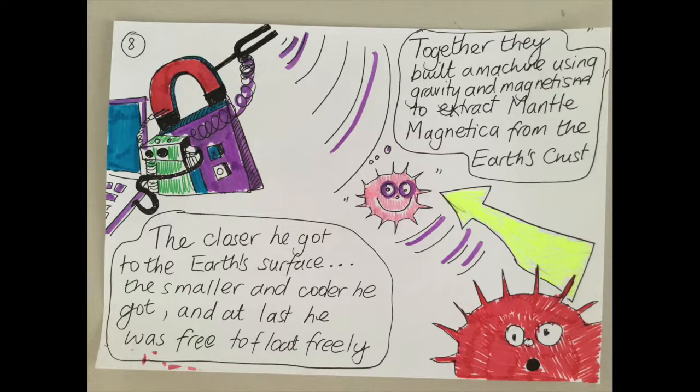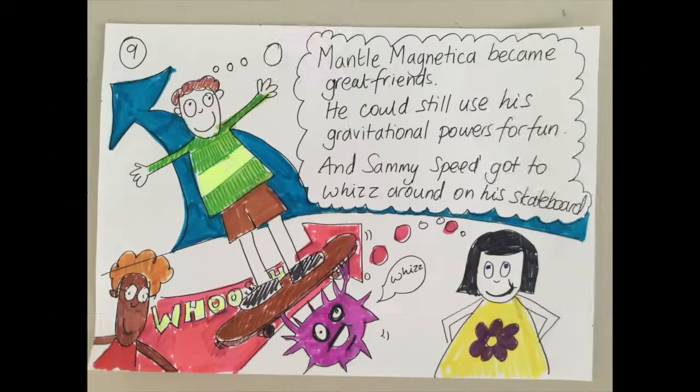The closer he got to the Earth's surface, the smaller and cooler he became. And at last, he was free to float in the Earth's atmosphere freely again. Mantle Magnetica became great friends with the 3. He could still use his gravitational powers just for fun, and Sammy Speed got to whiz around on his skateboard with his help.